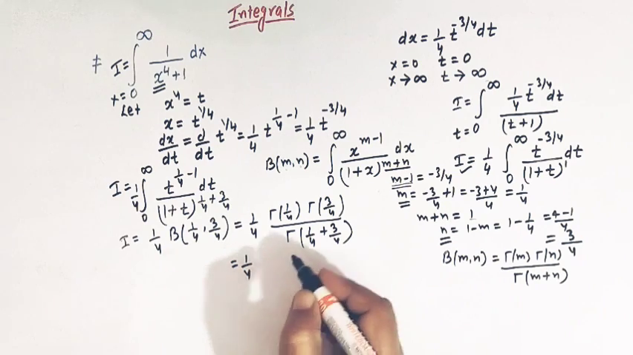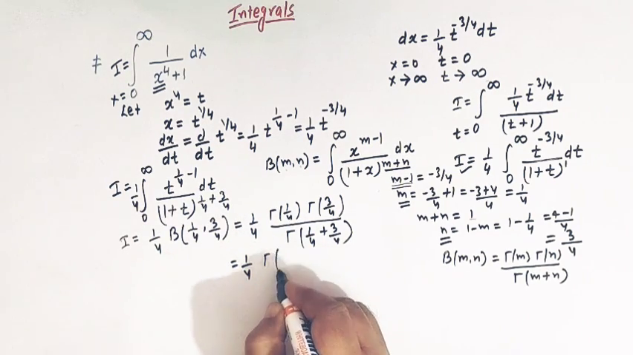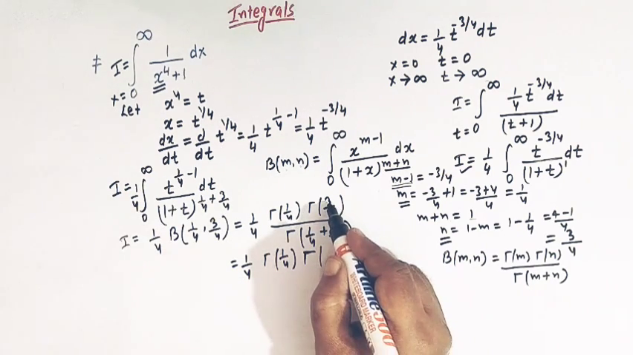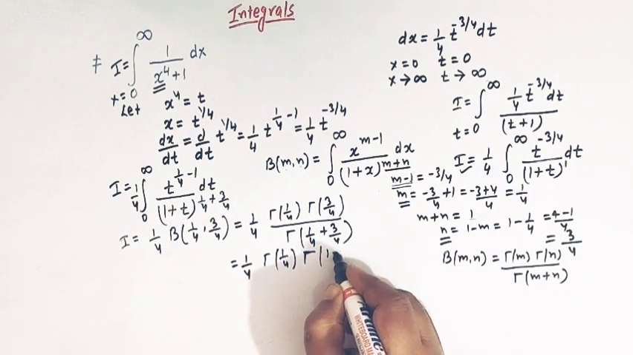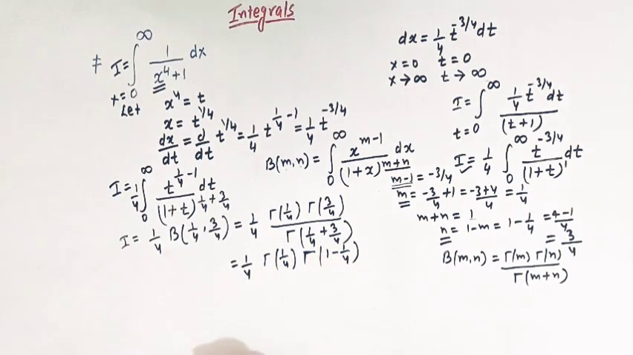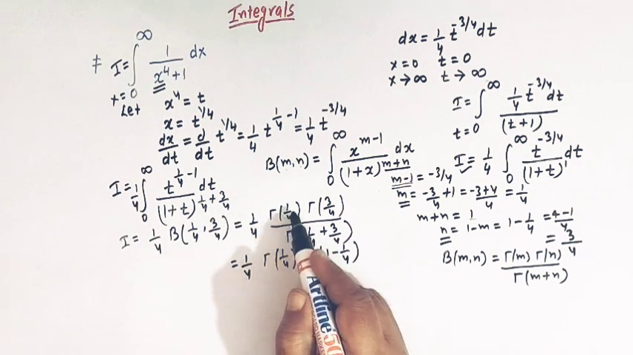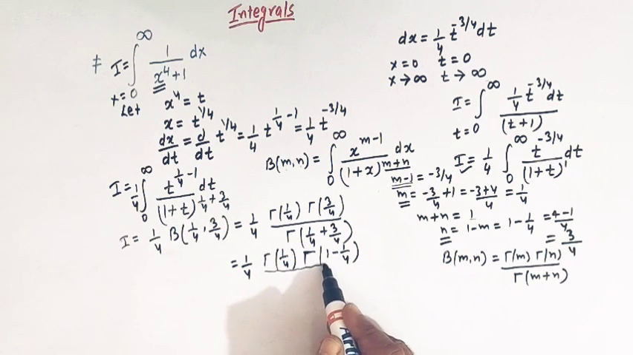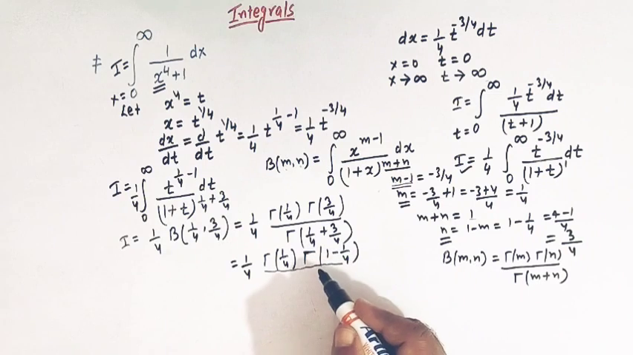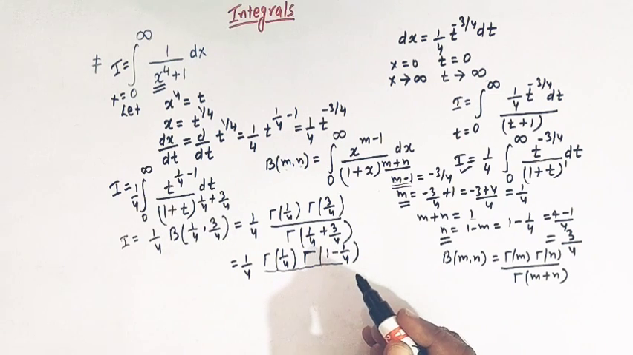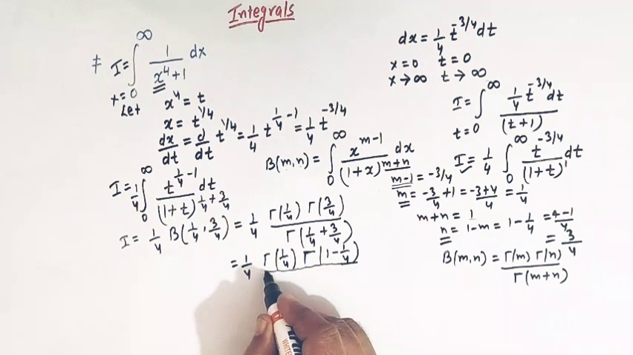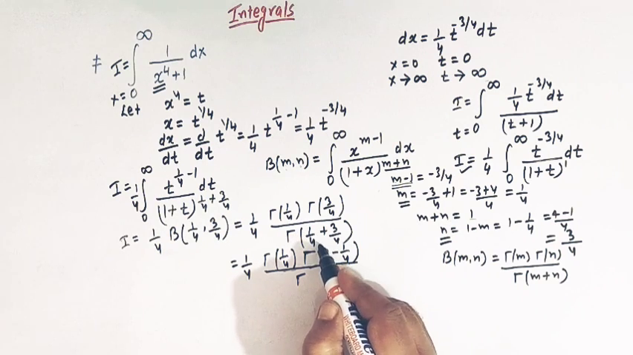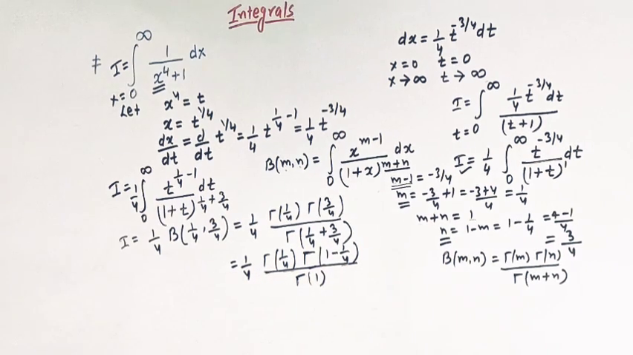So this is 1 by 4, and we have here gamma of 1 by 4. And now see, here we can write 3 by 4 as 1 minus 1 by 4, right? Why we are writing gamma 1 by 4, gamma 3 by 4 like this? Because now this term is similar to the term which appears in the Euler's reflection formula, right? So now we have here in the denominator gamma of 3 plus 1 over 4, 4 over 4 is 1, so gamma of 1.